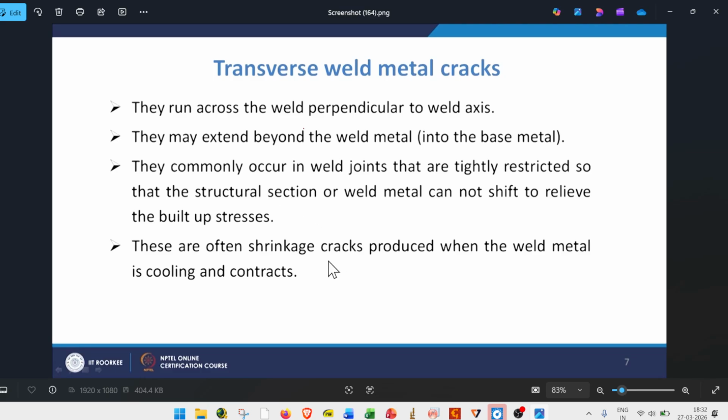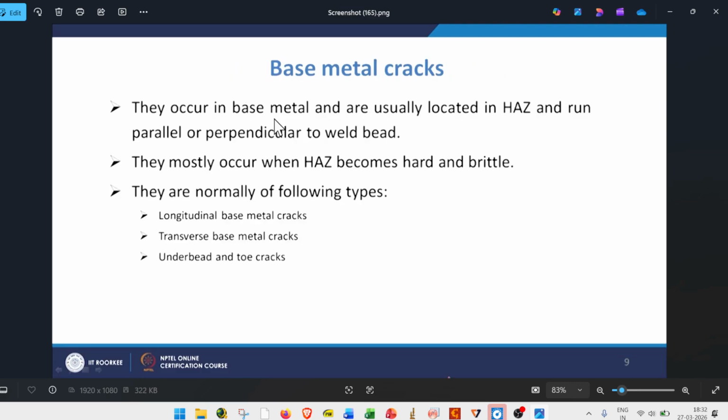And base metal cracking occurs in the base metal of the workpiece, so it is not in the weld bead. We can classify these in two ways. This occurs in base metal, usually located in the HAZ, heat affected zone, when the HAZ becomes hard and brittle. It normally takes the following types: longitudinal base metal cracking, transverse base metal cracking, and underbead toe cracking.